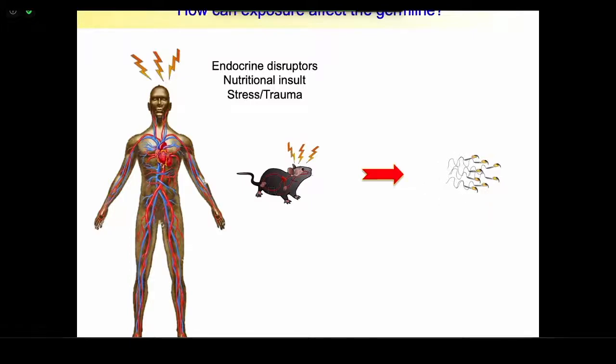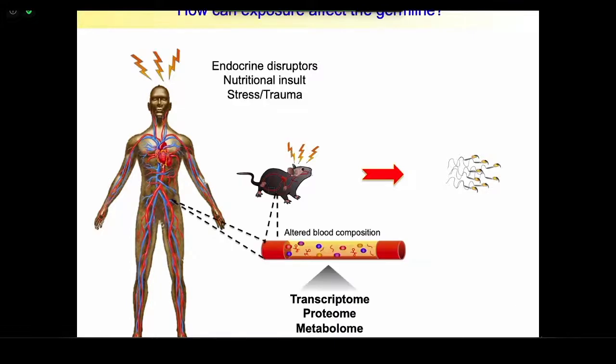So I'd like to suggest one possibility, which is the contribution of blood. So the idea is that blood composition is altered by exposure, and that there are components in blood which may induce changes in the epigenome, in epigenetic factors everywhere in the body, including in germ cells. So we don't know what these components could be, but it could be RNA, proteins, metabolites, or a combination of these factors. So it's the question that we have looked at.